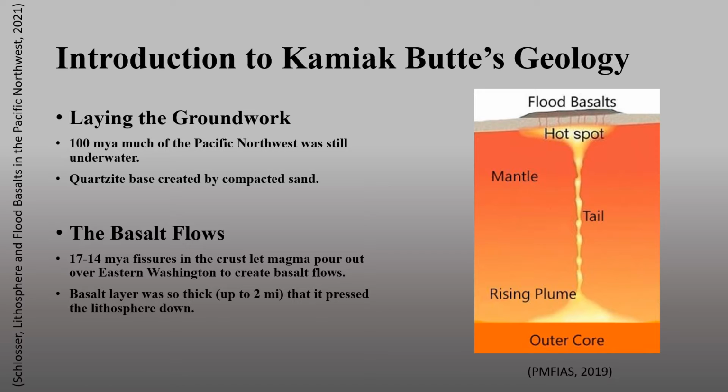These basalt flows were so massive that they were up to 2 miles thick. The sheer mass of these flows caused the lithosphere to compress and much of the landscape to be buried underneath the rock. However, the top of Kamiak Butte managed to keep its top above the basalt flows, and this is what we see of Kamiak Butte today.